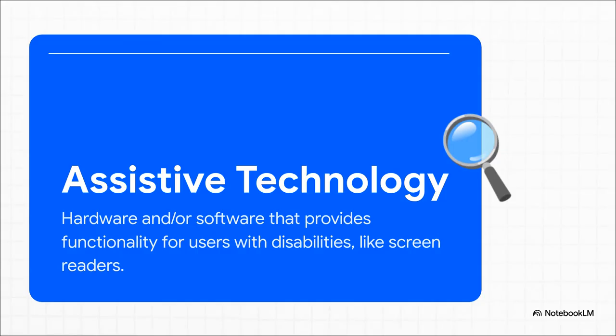And just so we're all on the same page, when we say assistive technology, we're talking about a whole range of really cool tools. It might be software that reads a web page out loud, a program that magnifies the text, or even a special kind of keyboard. These are the tools that really unlock the web for millions of people.